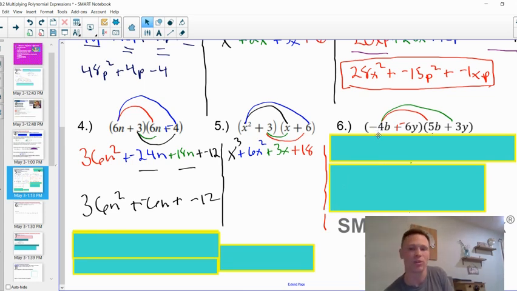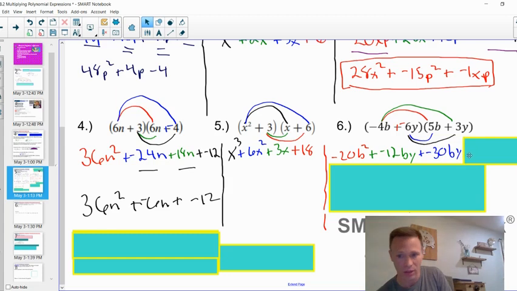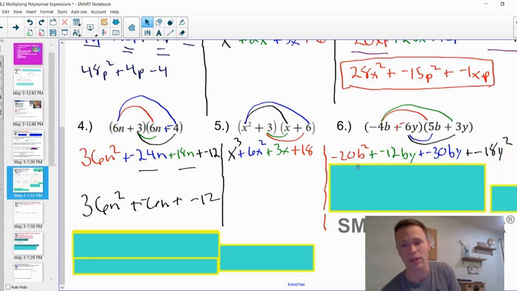Last one here, number 6. Negative 4b is going to be multiplied by 5b. That's going to give me negative 20b squared. Negative 4b is then multiplied by 3y. That's going to be negative 12by. And then I switch to the next term. Negative 6 times 5b is going to be negative 30by, and then negative 6 times 3y is going to be negative 18y squared.